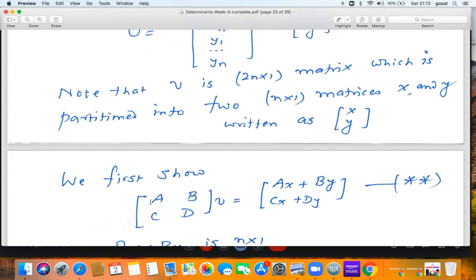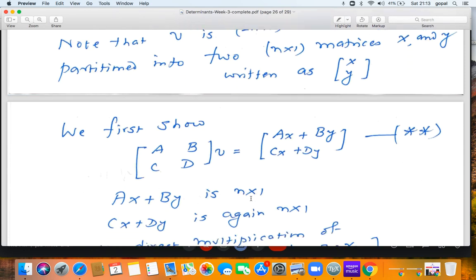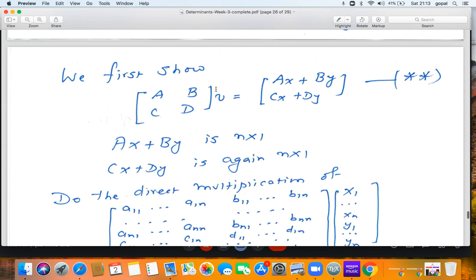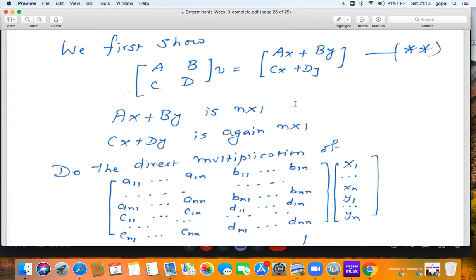So first, let us see how to multiply A, B, C, D with another partitioned matrix, V, which is X, Y. This column X, Y. So again, a formal manipulation will be AX plus BY, CX plus DY. First, let us verify this simpler identity. AX plus BY is an n cross 1 matrix, CX plus DY is again an n cross 1 matrix, and so as far as sizes are concerned, everything is working out. Let us verify double star. Directly do the verification. A is an n cross n matrix. Write it incompletely: A11, A12, and so on, A1n, and so on, An1, An2, and so on, Ann.